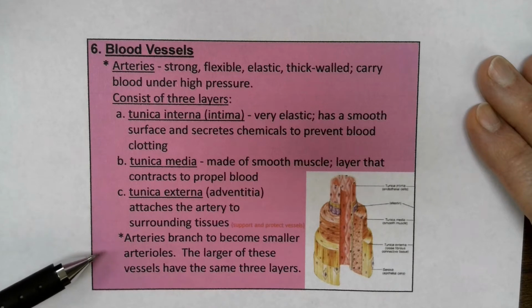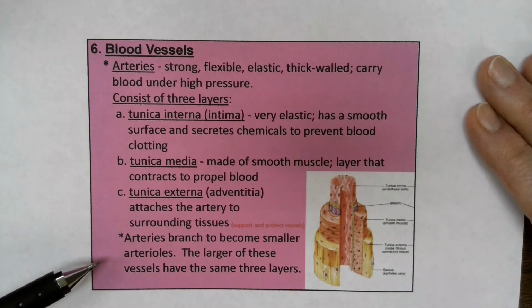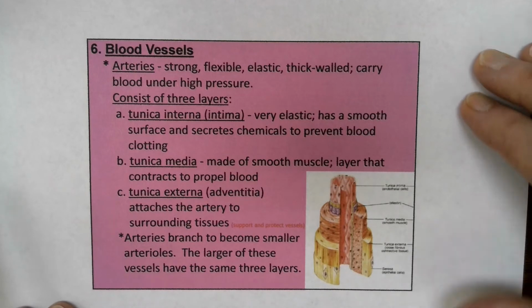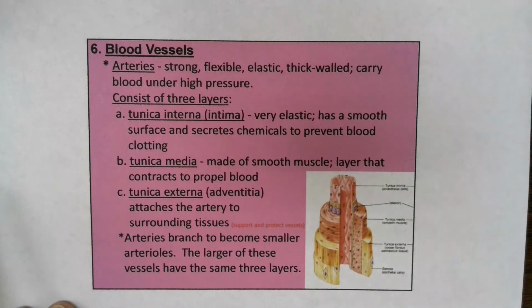Arteries, again, are going to branch. I mentioned this on the slide before this. Arteries are going to branch and turn into smaller vessels called arterioles. And then the larger of these arterioles are going to have these same 3 layers. And then those arterioles are going to branch into a capillary bed. But we're going to do veins next.